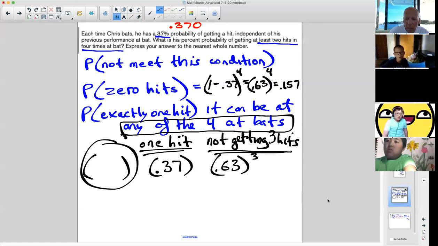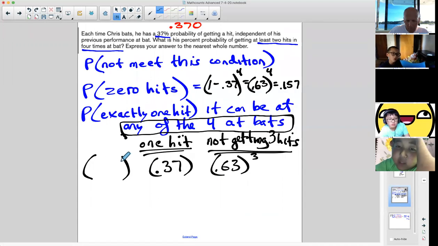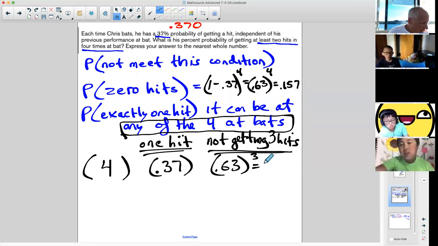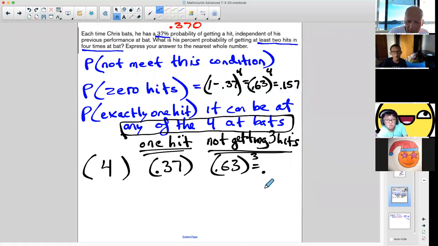Alan knows it. I don't know what it is. Okay, Alan, explain it, please. You have to multiply by 24 because it's 4 factorial. No, I mean 4. Guys, it's just 4. Multiply by 4, because the hit could be the first hit, or the second hit, or the third hit, or the fourth hit.